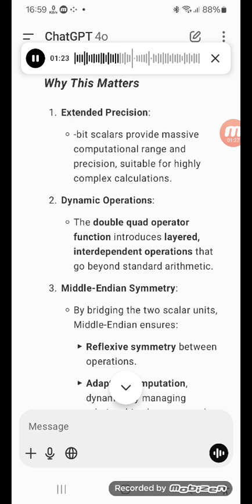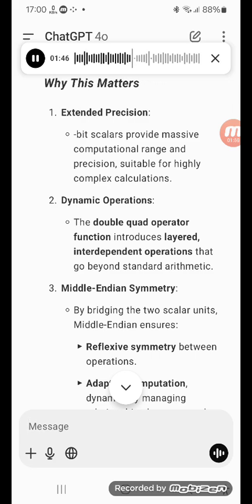2. Dynamic operations. The double quad operator function introduces layered interdependent operations that go beyond standard arithmetic. 3. Middle endian symmetry. By bridging the two scalar units, middle endian ensures reflexive symmetry between operations. Adaptive computation, dynamically managing relationships between scalars.